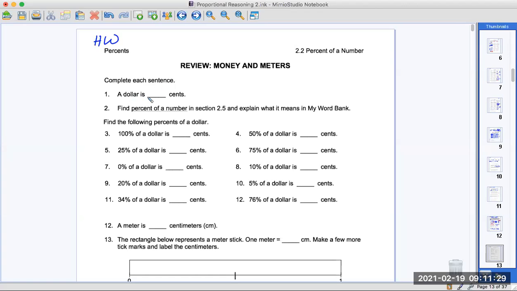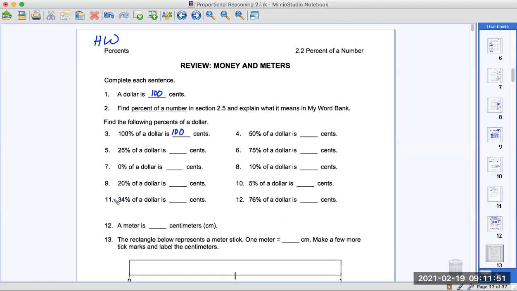Complete each sentence. $1 is how many cents? 100. That's why money works so well, because it's always out of 100. Okay, and then you have to fill these in. 100% of $1 is 100 cents, and so forth. Okay, see if you can figure those out.